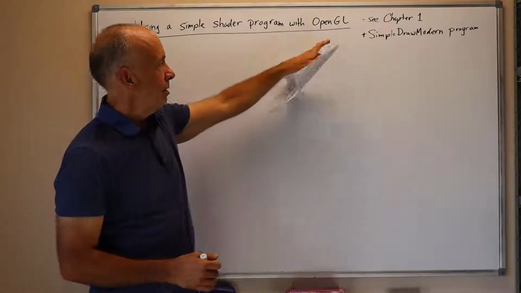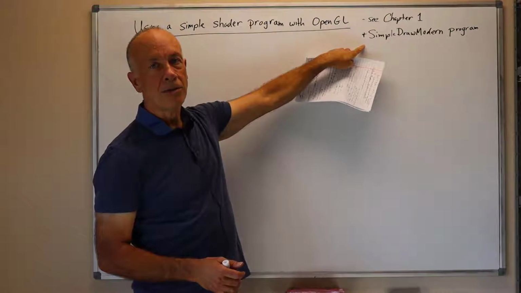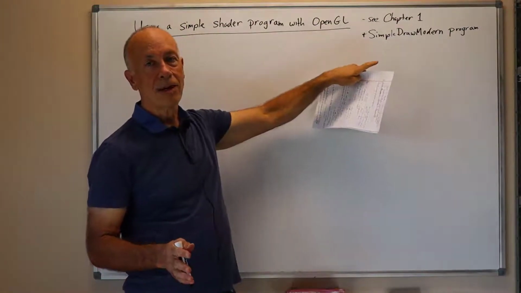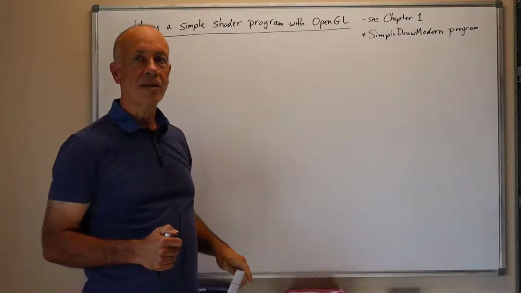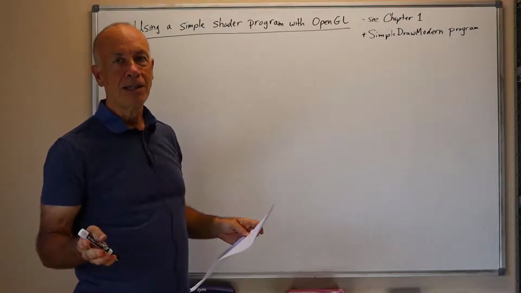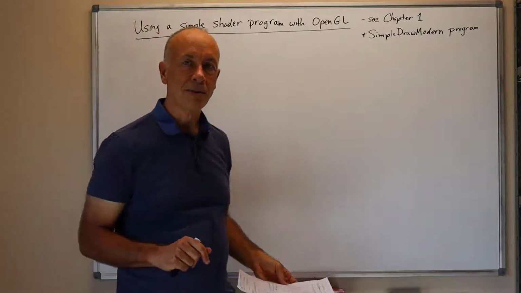You can find this material in Chapter 1 online, and the Simple Draw Modern program on the book's website contains a complete working program as a first example of how to use OpenGL with C++. Included with that program, there's a web page explaining all the code in the program, so you're encouraged to look at that as well.